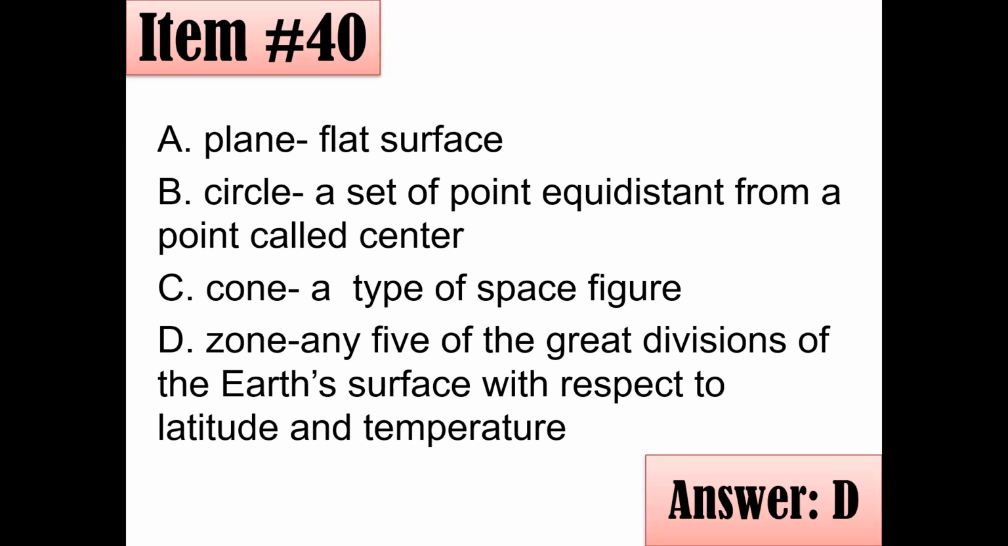Zone. Letter D. Why? When we say plane, it is actually a flat surface. But in this case kasi, yung region na yon, particularly na kapag nandyan siya sa globe, hindi yan flat sa globe, no? As a model. So a circle naman is a set of points equidistant from a point called center at hindi po yan circle. Ang cone naman is a type of space figure having a circular base and it has one vertex. When we say zone, it's any of the 5 great divisions of the Earth's surface with respect to latitude and temperatures po natin. So letter D ang tamang sagot.